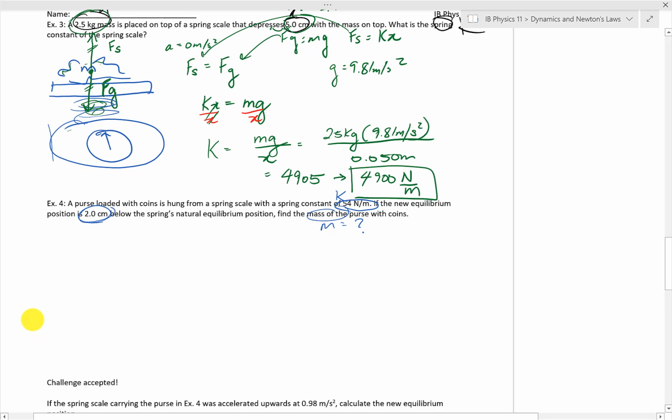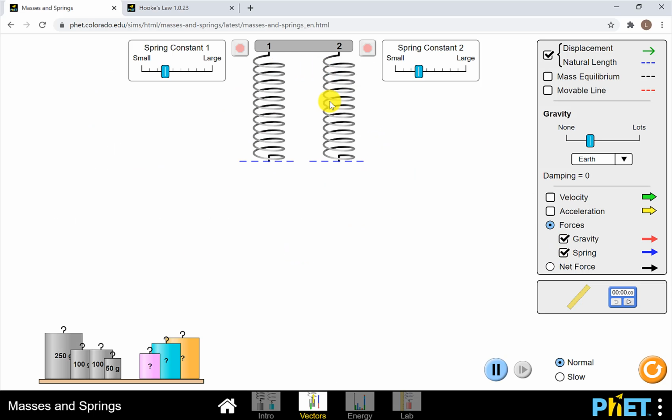I here have a quick simulation just to show you what that is. Here I have a simulation also with Fnet. There are 2 springs here. I have set them to be the same spring constant for our convenience. And the question is us putting a purse or a mass on a spring scale, which will then stretch the spring out. So this simulation is very similar to that. Let's just put a mass here and see what happens.